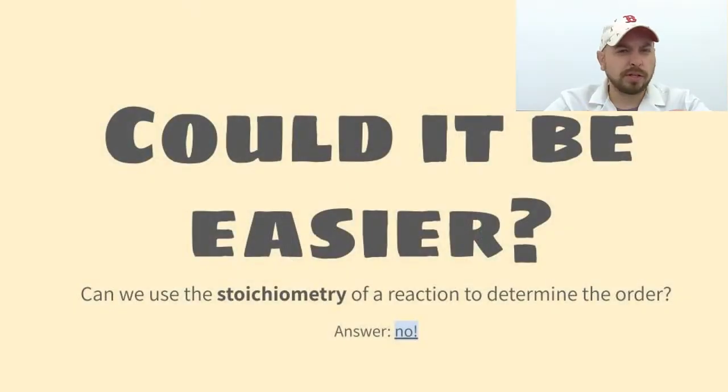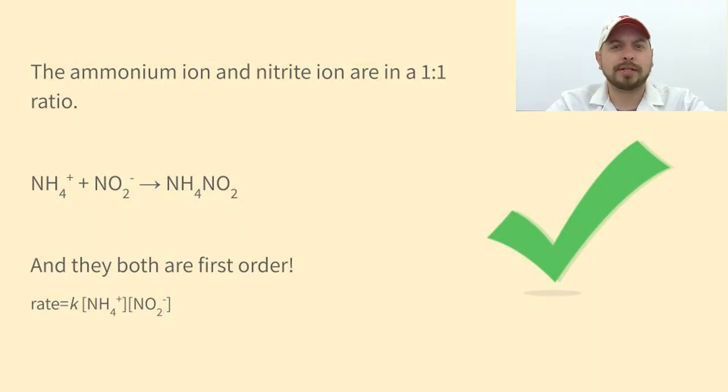Hey y'all. So we have learned about rate laws, and we've learned about how to use data to determine the rate laws, and specifically the order of each reactant with respect to the reaction. But couldn't it be easier? Shouldn't we be able to just use the stoichiometry of a reaction in order to figure out the order with which that reactant is with respect to the reaction? Well, not necessarily. Let's take a look at this.